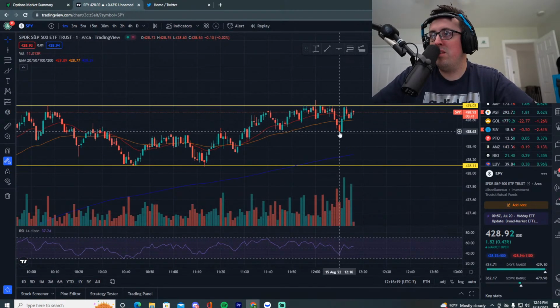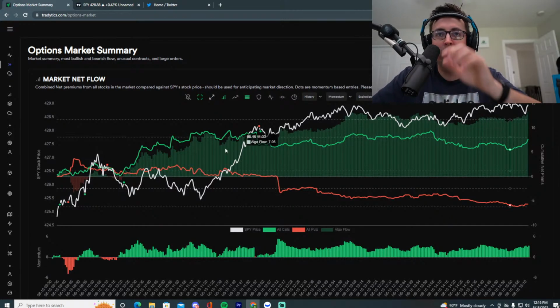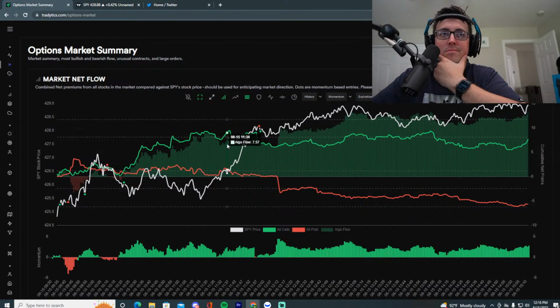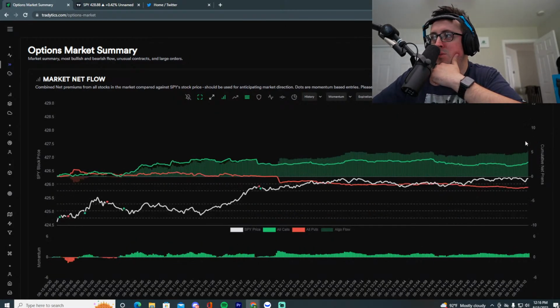So this is probably right when the calls started going crazy. Look how we ran up about 30 cents, which isn't too much. But this run up is pretty crazy, right? $3 million in about 15 minutes. So we'll see. Honestly, we should break high of day with this kind of flow, if we keep going up.